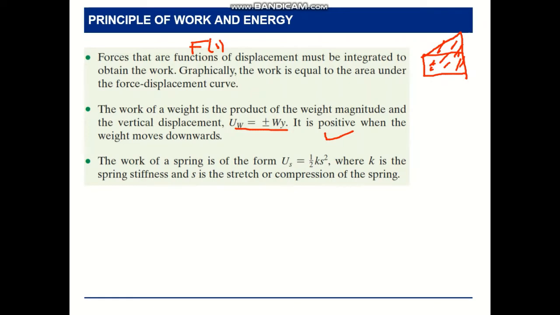The work of a spring is of the form 1/2 k s squared, where k is the spring stiffness and s is the stretch or compression of the spring. So we showed all this. This is the brief introduction of the principle of work and energy.